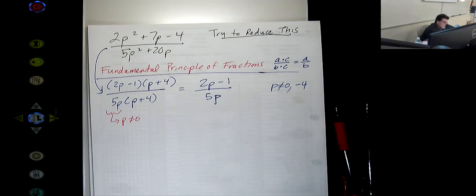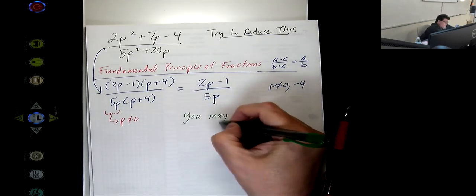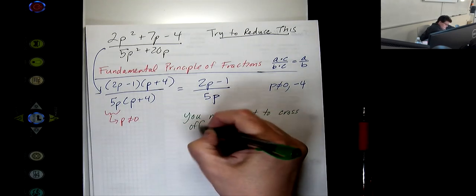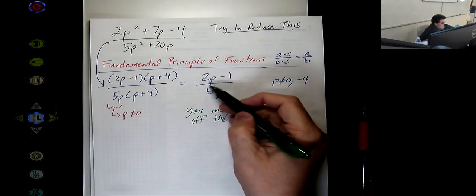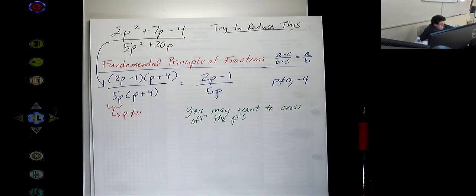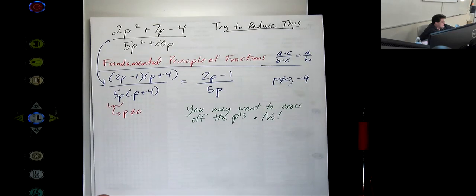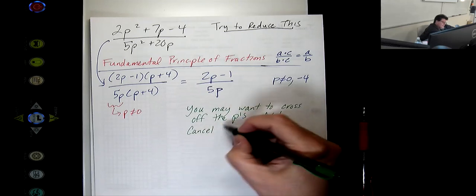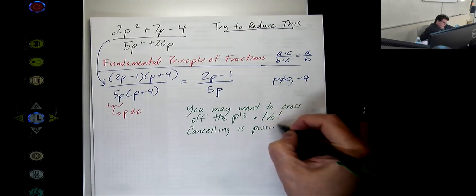You may be inclined to cross off the p's. Just go scratch, scratch. Don't do it. Nope. You can only cancel stuff that's multiplied together. Canceling is possible for things multiplied together.